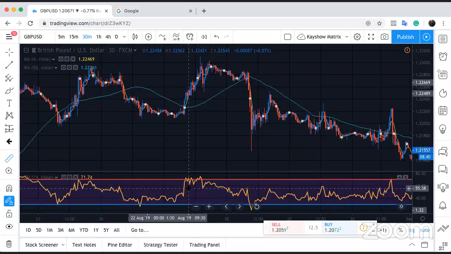Okay, so if you understand what RSI, the relative strength index, is, I want you to type in 111 in the chat box.